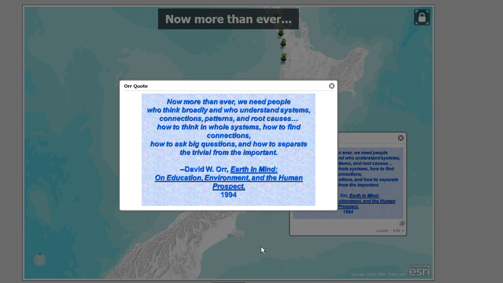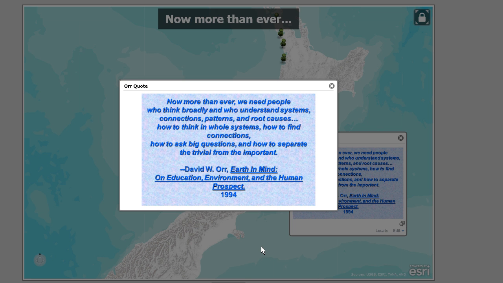I just want to close with a couple of things. One, now more than ever, we need people who can think broadly and understand systems, connections, patterns, root causes, how to think in whole systems, how to find connections, how to ask big questions, and how to separate the trivial from the important. I love this quote from David Orr from his book Earth in Mind on education, environment, and the human prospect.